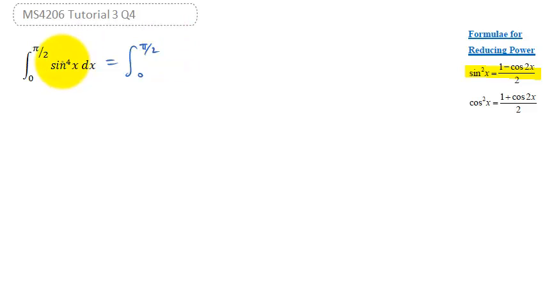So I have a power 4 here, but in this formula for reducing power, I have a power 2. But power 4 is just the square of a square. So let me rewrite this. It's a square of a square. So square of a square will give me power 4. So now sine square x, I can use this formula to reduce the power 2.